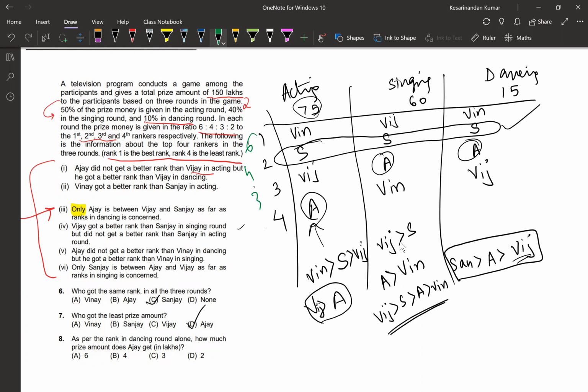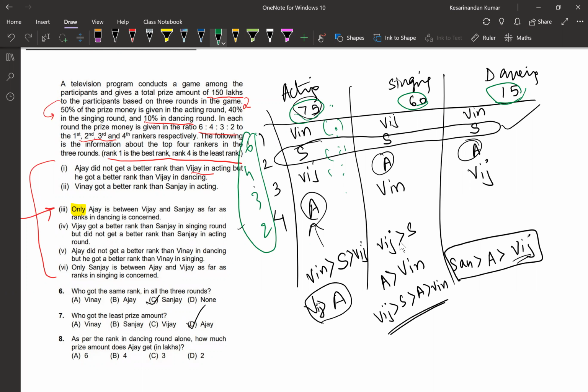See, what is the ratio that the prize money has been divided in? 6 is to 4 is to 3 is to 2, right? And in acting 75 lakhs, singing 60, dancing 15 lakhs. So you will basically use these numbers, divide them by these ratios, calculate the prize money and then add it, right? Instead, what I will do is, I already know the ranks 1, 2, 3, 4, right?